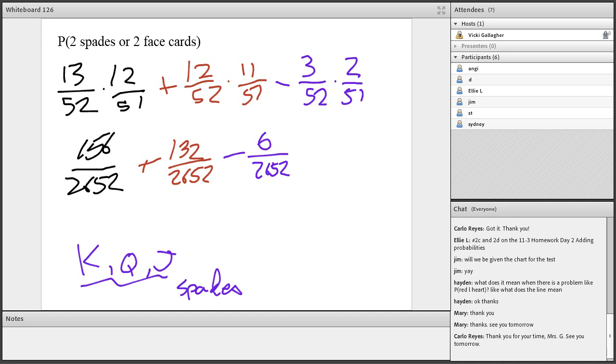156 plus 132 minus 6. So that gives me 282 out of that magic number, 2652. And my ABC button tells me 2. The final answer for this problem is 47 over 442. And so that's how you do these problems where the or that they're asking about has an overlap.